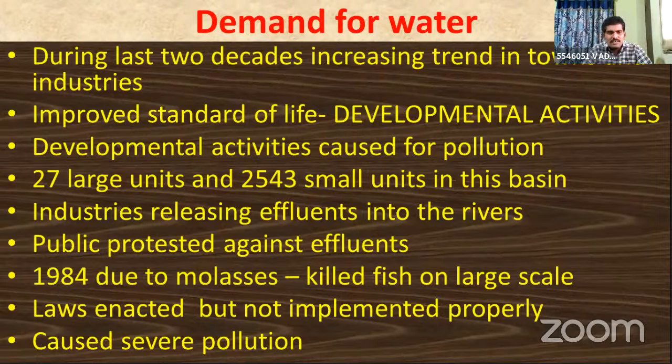In this catchment area, there are 27 large units and 2,543 small units. These units need more water. At the same time, these industries or units are releasing effluents into the river. Students, we know river Musi. Where is the Musi? It is in Hyderabad. So much industrial effluent is being released into the Musi. There is no fresh water in that river because the Musi is a highly polluted river, as so much effluent is released without treatment, without recycling, causing so much pollution.